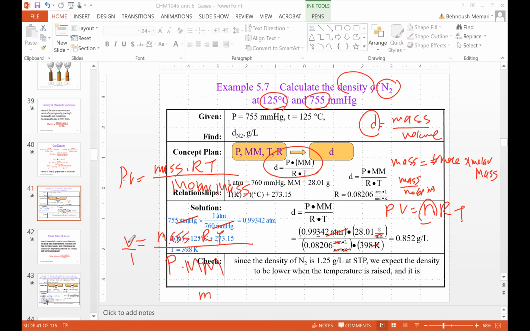If you bring the mass, I have to rearrange it the other way. The pressure times molar mass equals mass times RT divided by the volume. So that becomes your density.